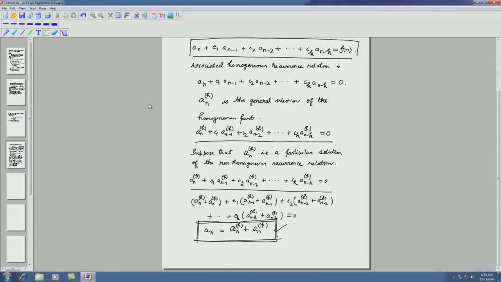That is, the general solution with certain values of the constants plus any particular solution. Therefore, if we want to solve a non-homogeneous recurrence relation of this type, then we will have to first get the general solution of the homogeneous part and somehow find out a particular solution. We add them together and then we put the initial values and we will get the constants, and that is going to be the solution that we require.